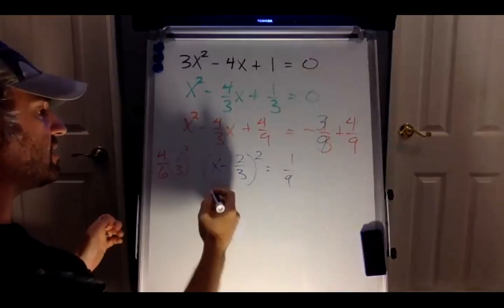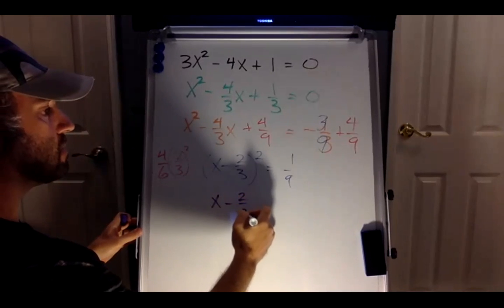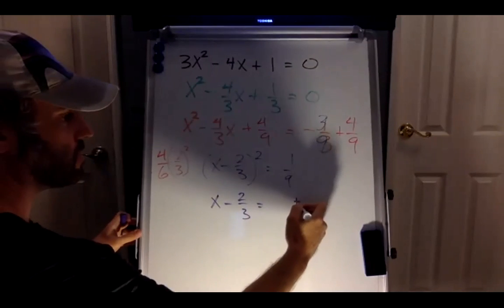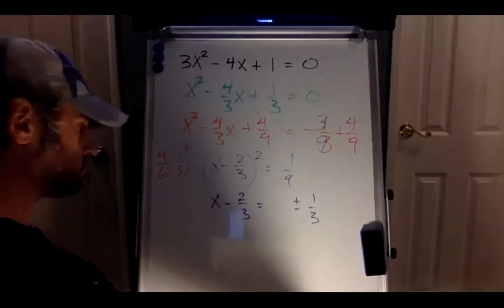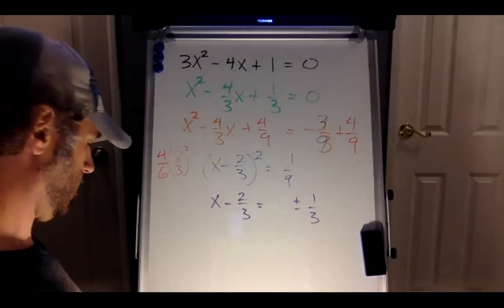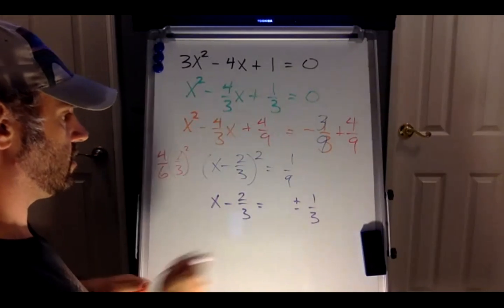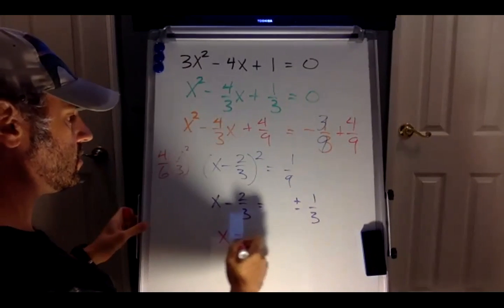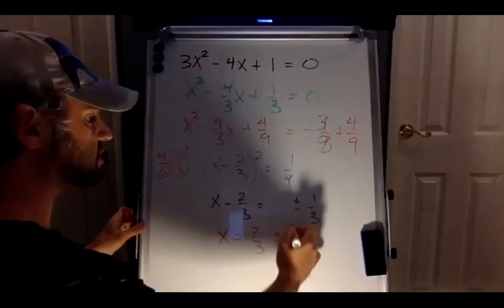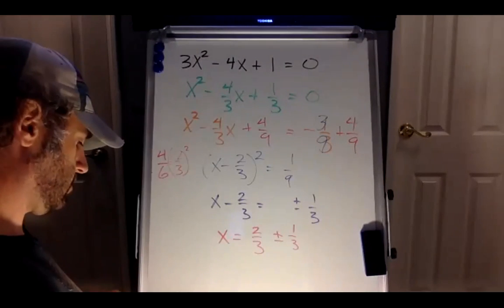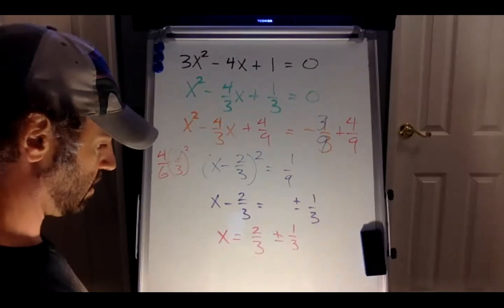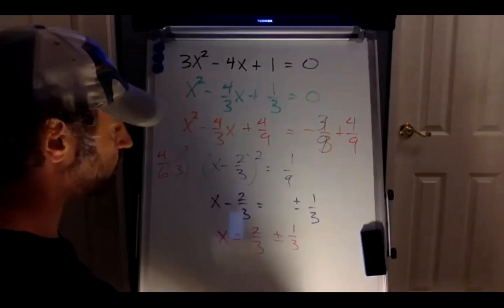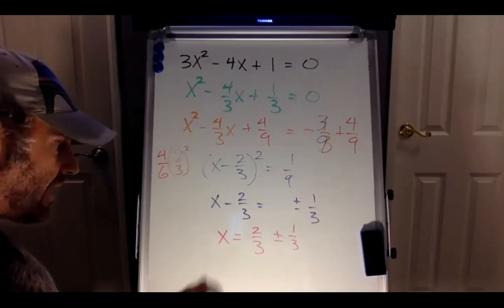Square root both sides. Well, that works really nicely because they have the same denominator. Mm-hmm. And let's see. Now I have 2/3 plus or minus 1/3. Okay, so my answers are going to be, what color have I not used yet? Brown. So my answers are going to be.